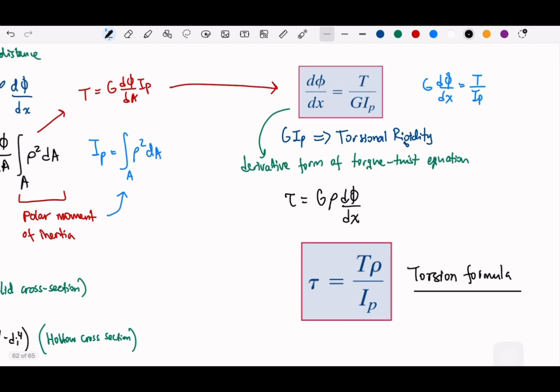So remember, all of this is valid if G is constant on all cross sections.